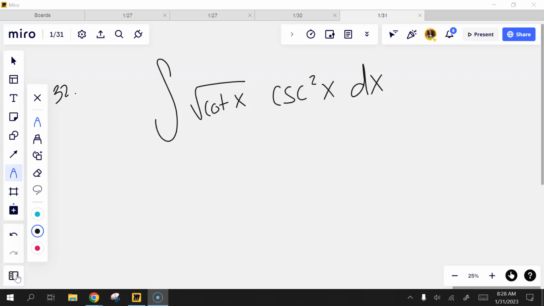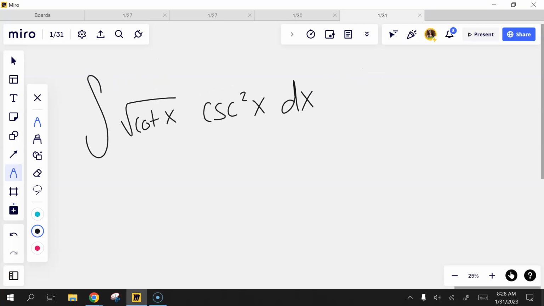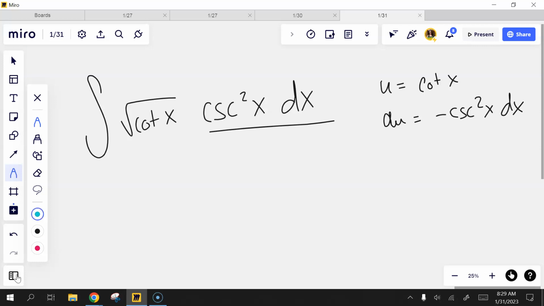Make me u. Cotangent. Why cotangent? Because the derivative, that's right. So if I let u be cotangent x, the derivative of cotangent x is negative cosecant squared x dx, and that's already in there. The only thing I need to give it is what? A negative. So now I have negative the integral of the square root of u du.